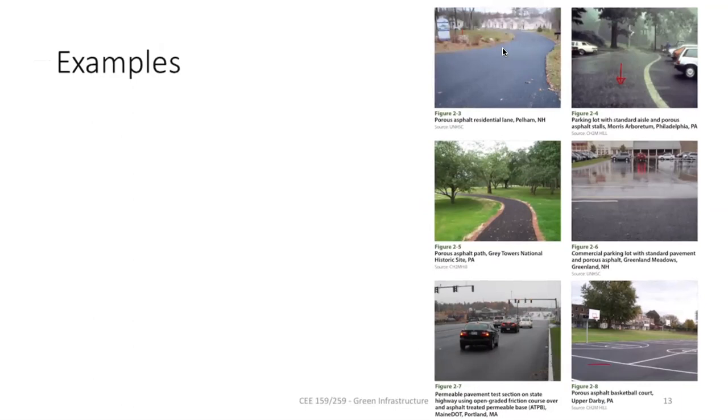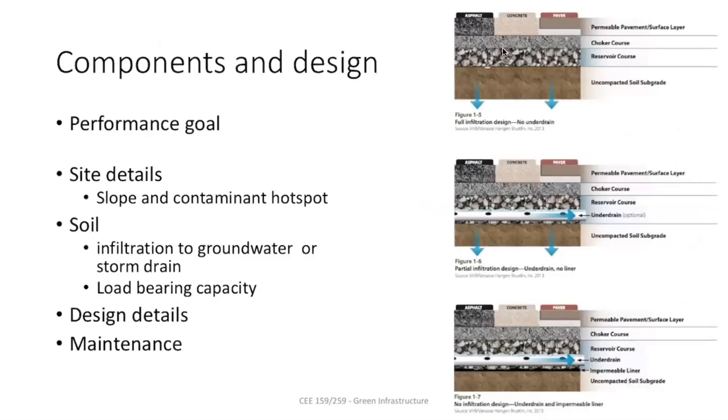Here is a basketball court. It's very difficult to distinguish between those unless you look closely at the grain distributions. So different components are there.